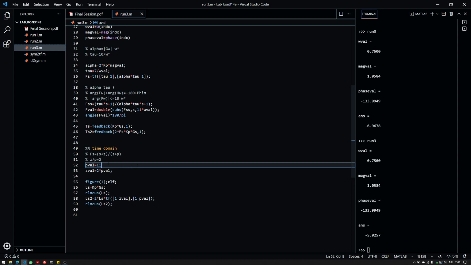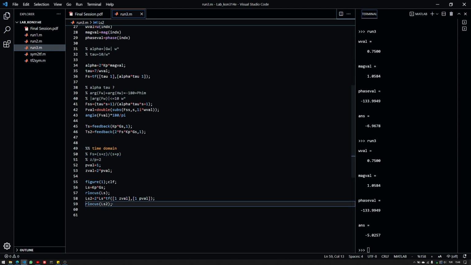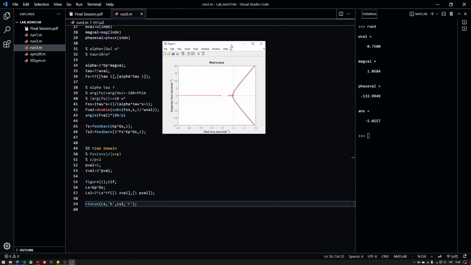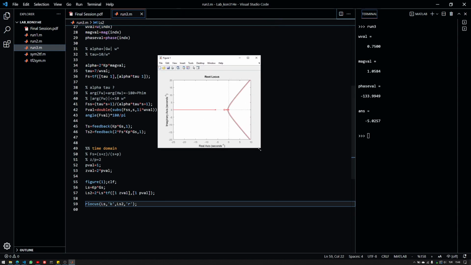Now, since I have P val equals 1, this would change the root locus of the system, and let me demonstrate that using the root locus plot here. Let's say the black one should be the previous one, the red one should be the new one. So let's see what happens. So there we go. We have a slight change here.